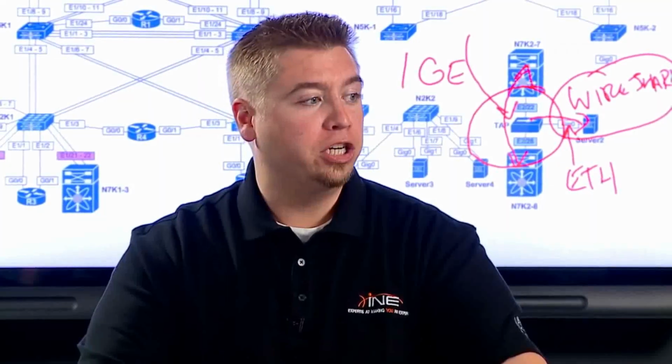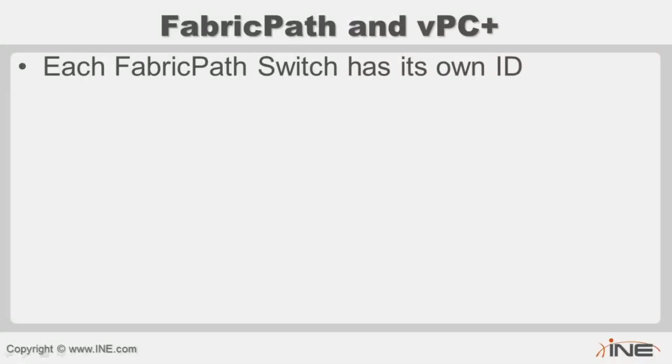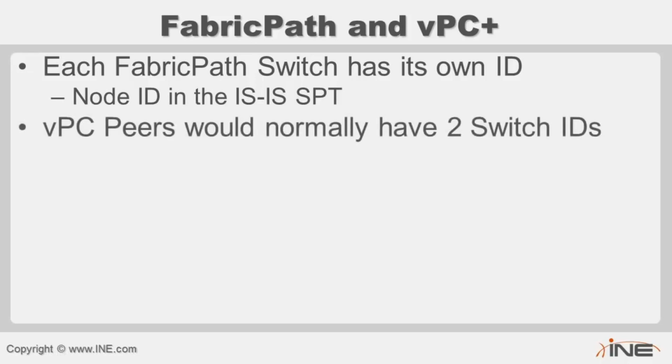So VPC Plus is essentially the integration of FabricPath and VPC at the same time. But the potential problem that we run into is that each FabricPath switch has its own switch identifier. And we saw this here. What it's used for is its node identifier in the ISIS shortest path tree. So we end up in kind of this logic problem that the VPC peers, from a layer 2 forwarding point of view, we want them to look the same. So we have that physical triangle that we're trying to change into a logical point-to-point link.